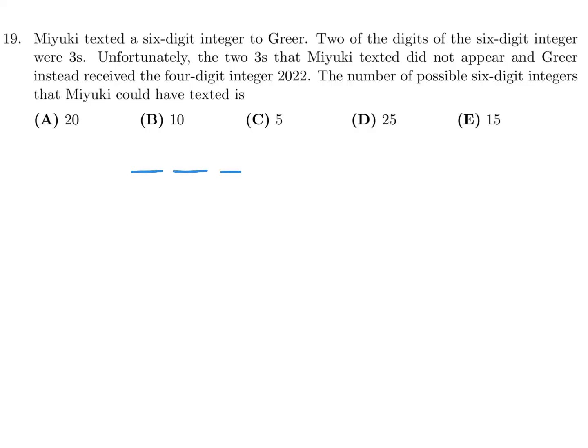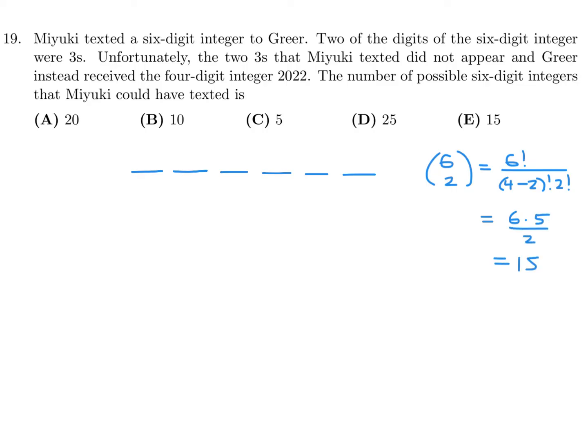So we have a 6-digit number, and 2 of these digits are 3s. So the answer is really just 6 choose 2. And 6 choose 2 is 6 factorial over 4 factorial times 2 factorial. So that's just 6 times 5 over 2, which is 15. Now, if you're not familiar with that choose notation, I'll do it manually.